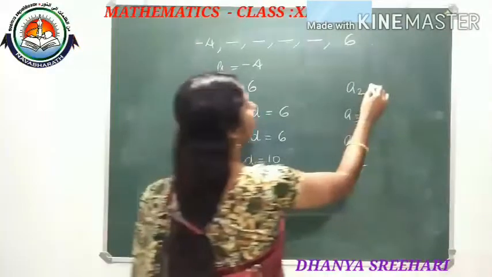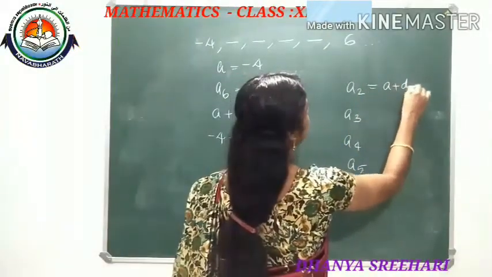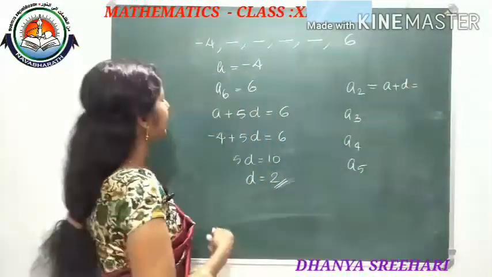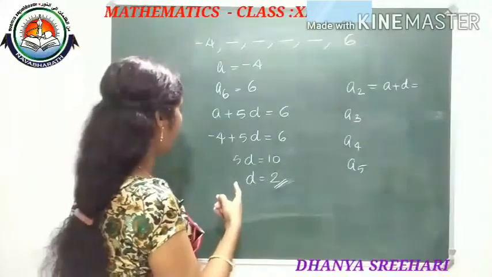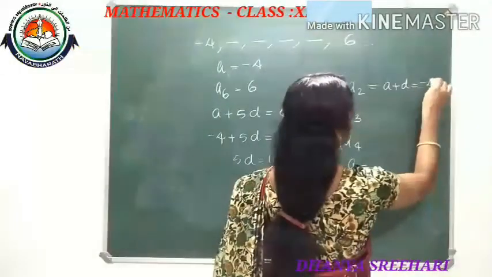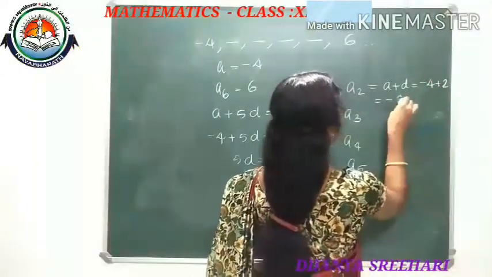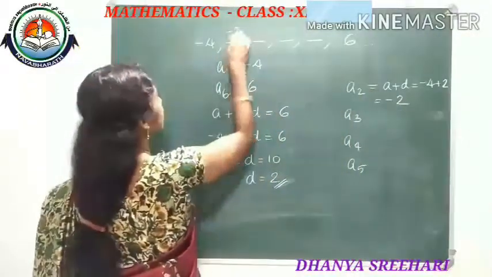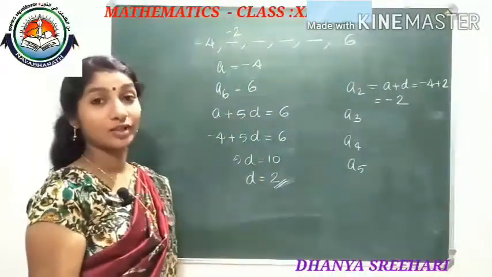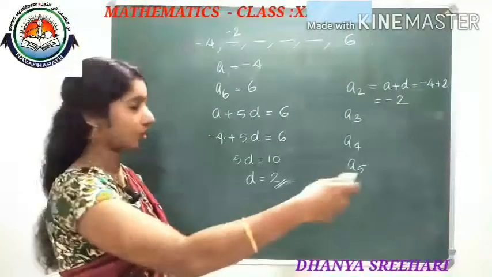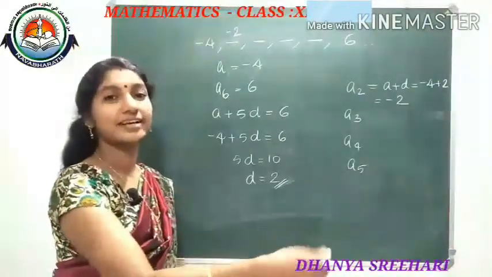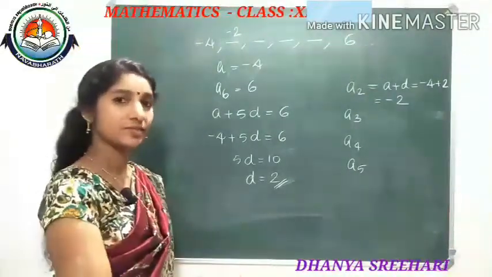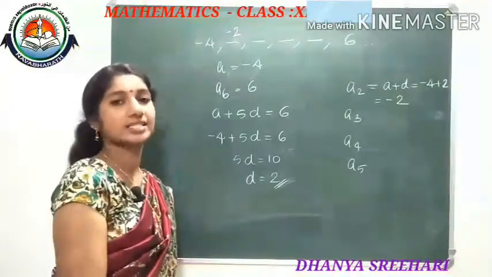Then what is A2? A2 is A plus D. What is A plus D? A is minus 4, so minus 4 plus 2, we are getting minus 2. So this is minus 2. You got the common difference, so you can add the common difference to the preceding terms to get the succeeding terms.